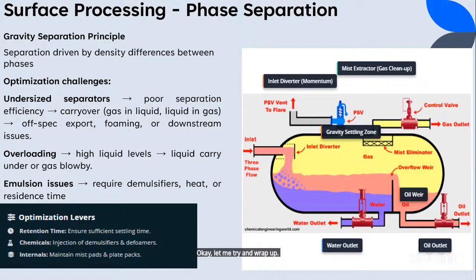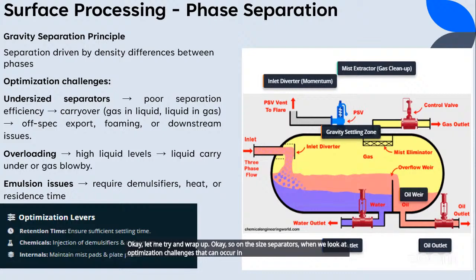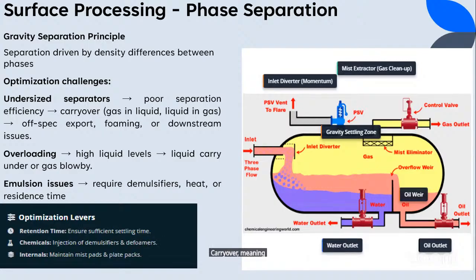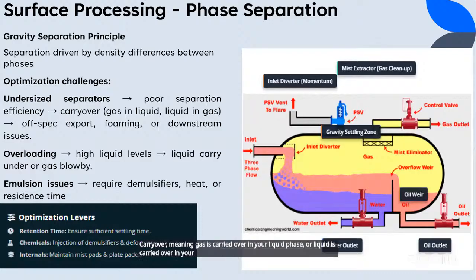Okay, so on the size of separators, when we look at optimization challenges that can occur in our surface facilities, we're looking at an undersized separator. If you have to use an undersized separator, what could you encounter? You may likely encounter things like poor separation efficiency, carryover, meaning gas is carried over in your liquid phase or liquid is carried over in your gas phase, and that can cause slugging and different problems in your separators.